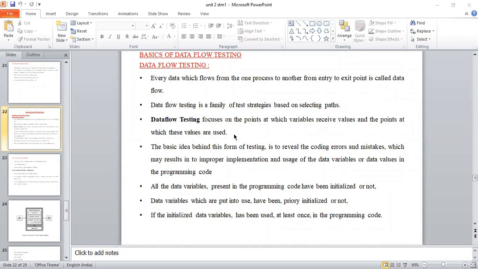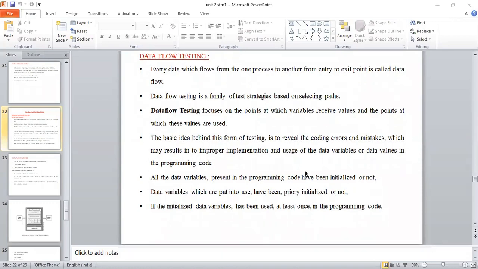Data flow is the flow between one data object and another data object. Data flow testing checks whether a variable receives the correct value and whether it is transferred correctly to the next object. Whether the correct value is transferred or not is checked in data flow testing. The basic idea behind this form of testing is to find code errors and mistakes. It also checks the coding mistakes that arise in the data flows.